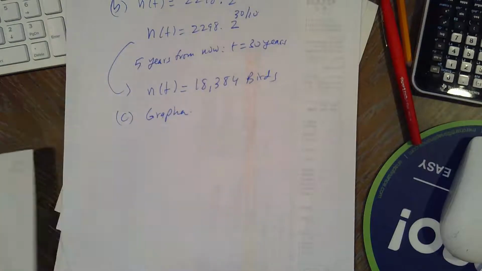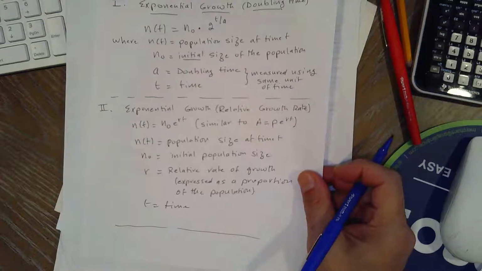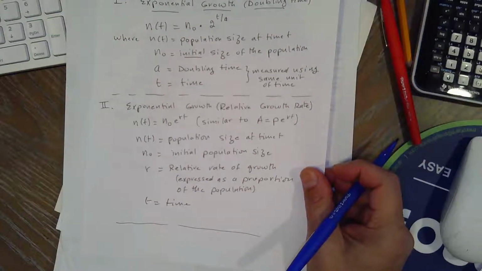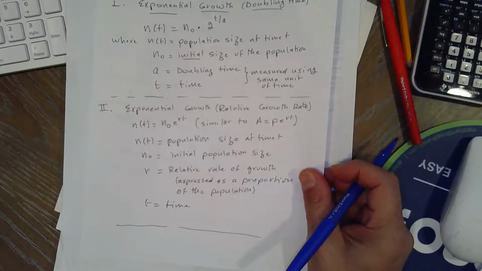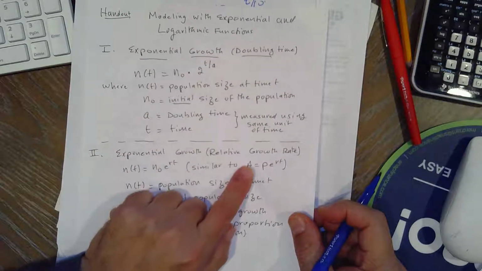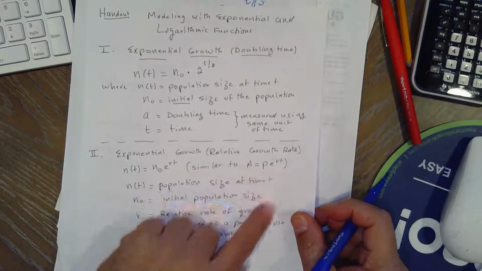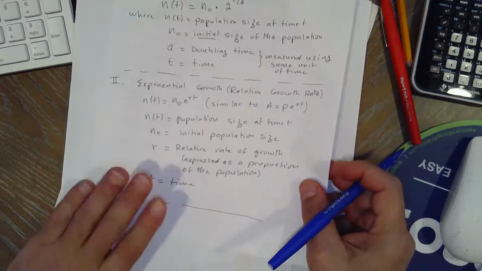Alright, so there's a handout about exponential growth. There are two formulas, one for the doubling time that we did, and one where you have its relative growth rate, which is like A equals Pert, which I'm going to talk about right now.